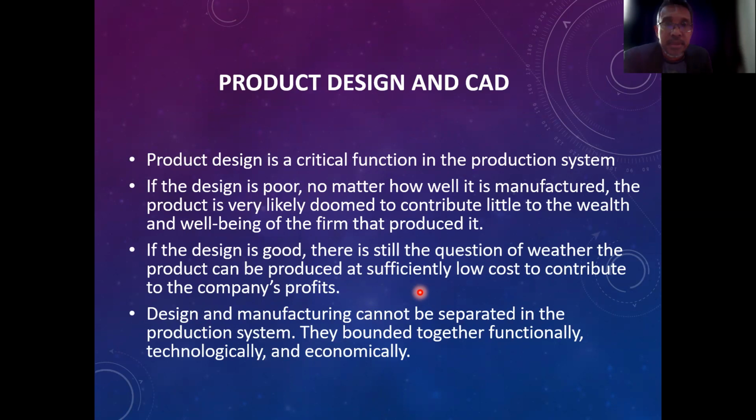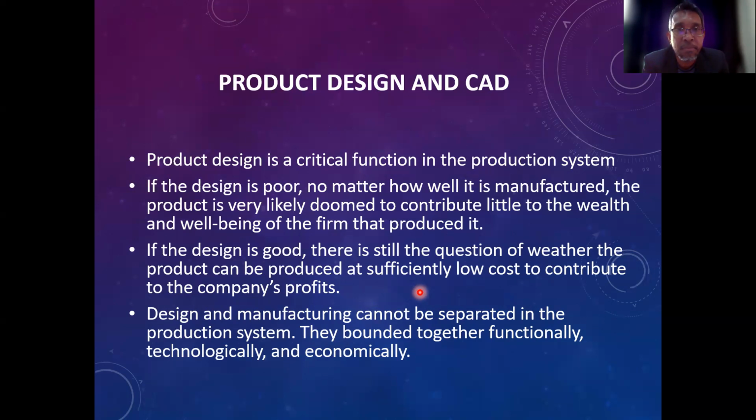So we go for product design and computer-aided design. This is a critical function in the production system. In the production system, we do the product design. In the previous class, we had a requirement from the sales engineer, for example, we need to come out with the drawing for the product.